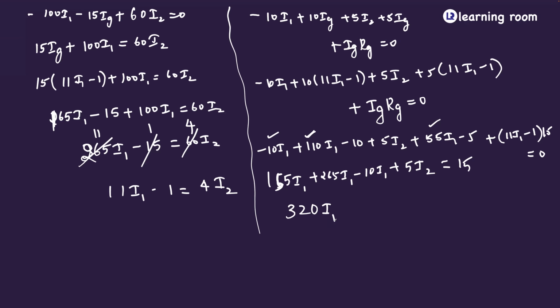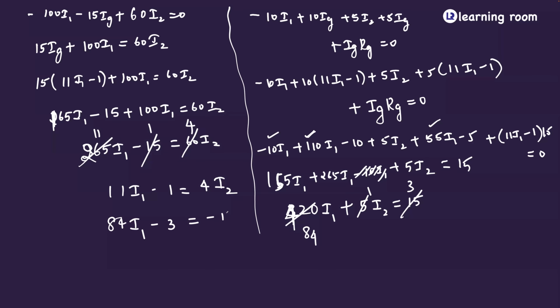320 times I1. Is it 320 or 420? It is 420 times I1. Yes, I removed it. 420 I1 plus 5 I2 is equal to 15. Now I'll cancel this 5. This will go 3 times. This will go 84 times. So basically, I'm getting 84 I1 minus 3 is equal to minus I2.